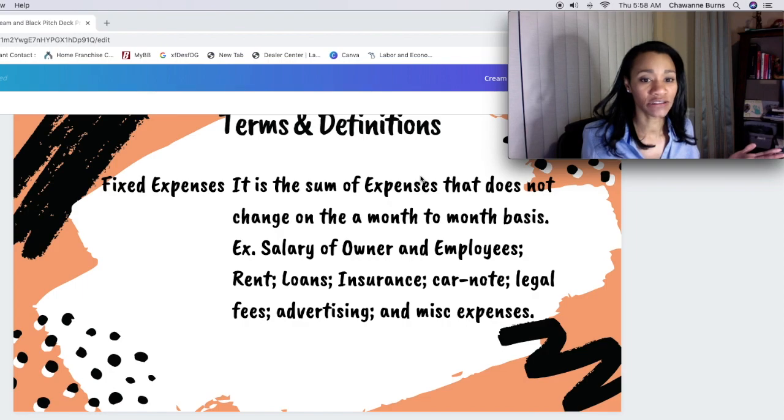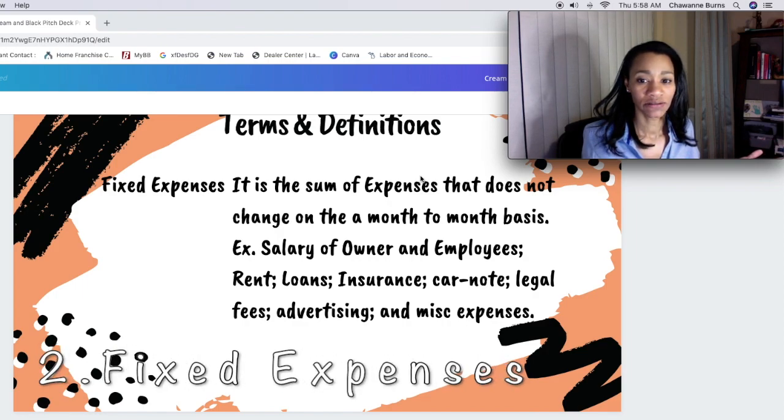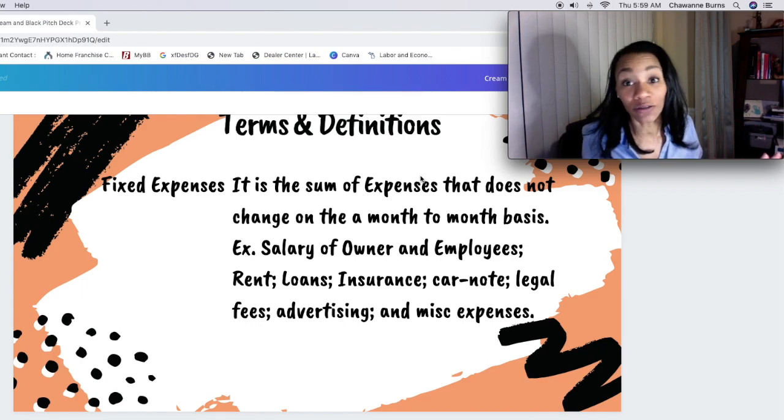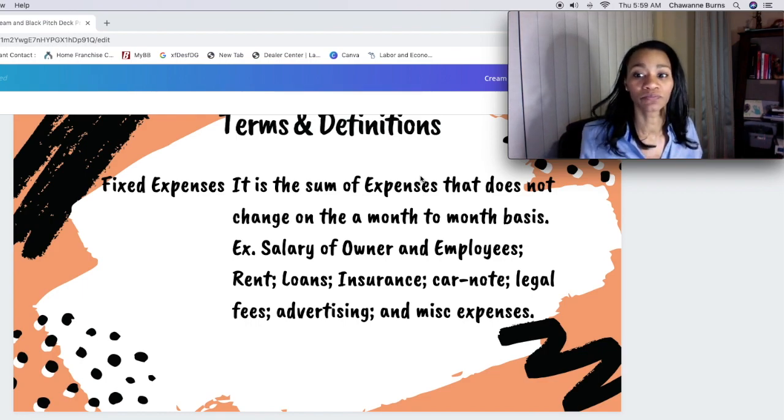Our next definition is fixed expenses. It is the sum of all expenses that do not change on a month-to-month basis. Example, owner salary. Hey, if you're a business owner, pay me first, okay? You always pay yourself first. And that should be a fixed dollar amount because you don't want to get sour on managing a business when you haven't got paid yet. So even in bad times, you still pay yourself before you pay anybody else.